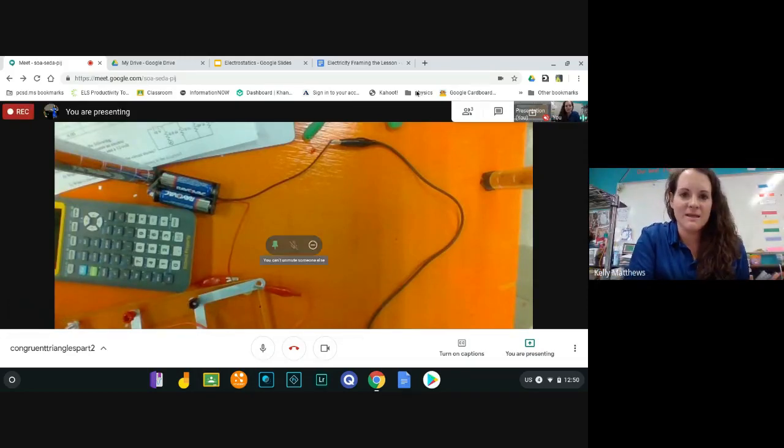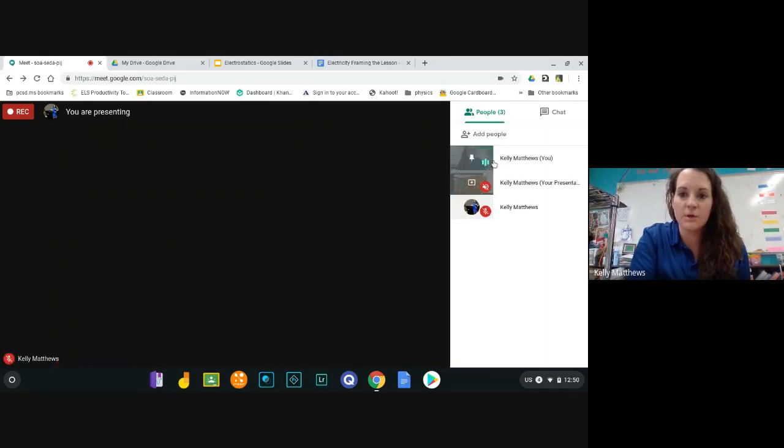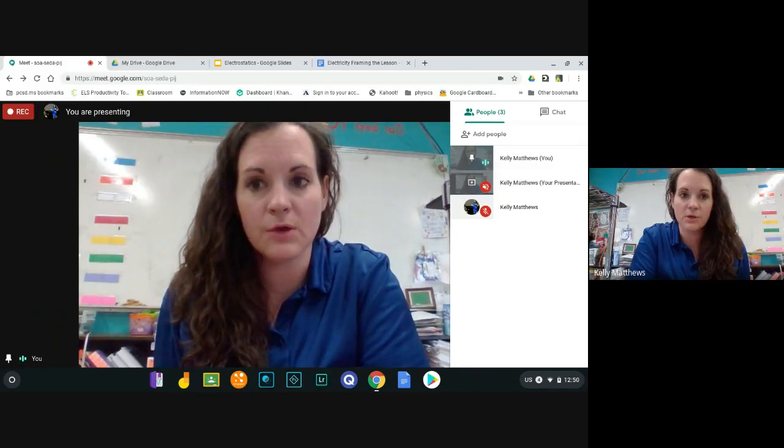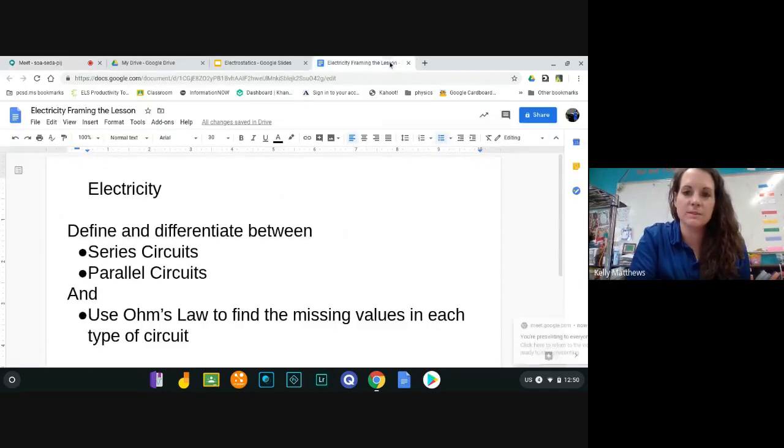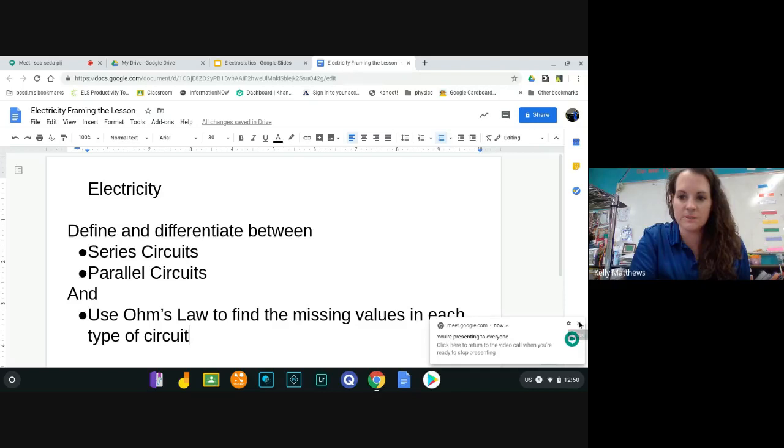Hi again, students. We are going to talk more about electricity. And so right now we're going to use Ohm's law with two different types of circuits. So this one is going to be about different types of circuits. There are series circuits and parallel circuits. We want to know the difference between each of those and how to use Ohm's law with those particular circuits, with their particular rules.